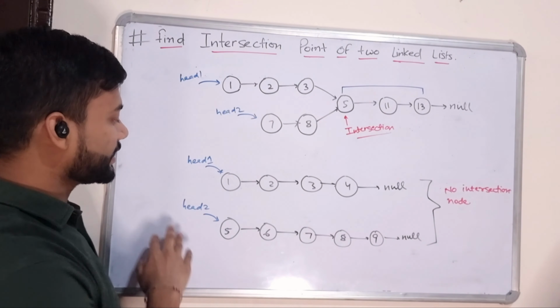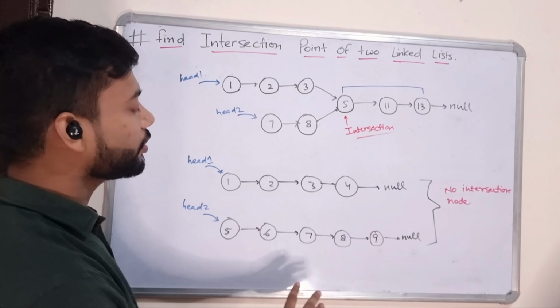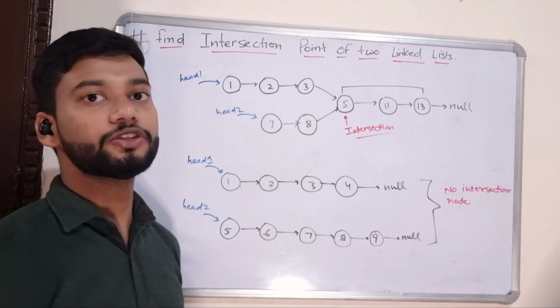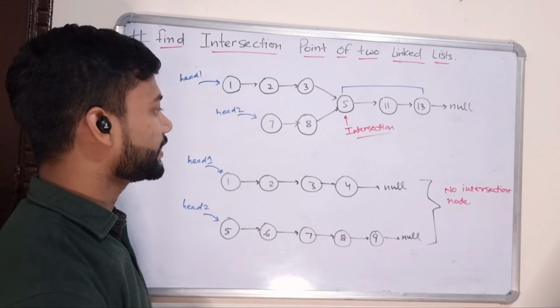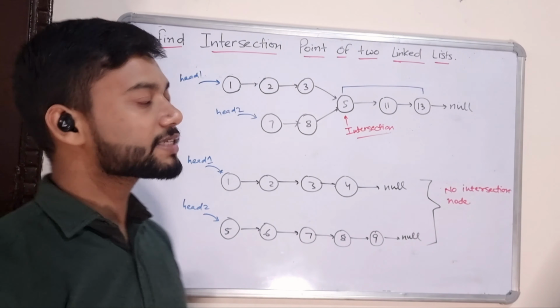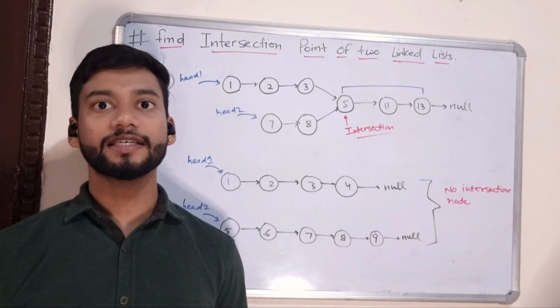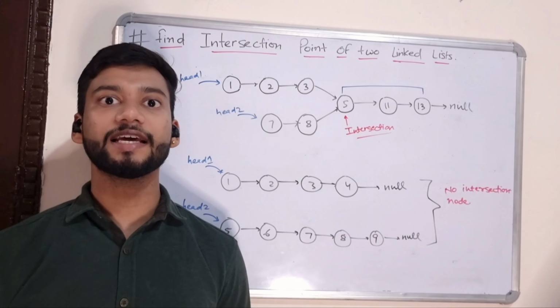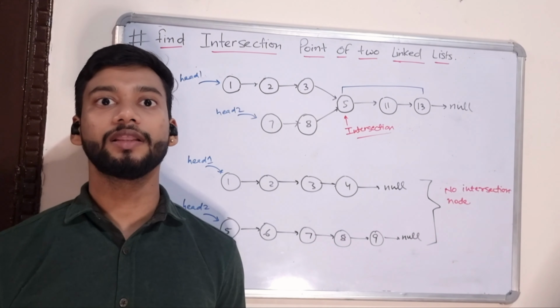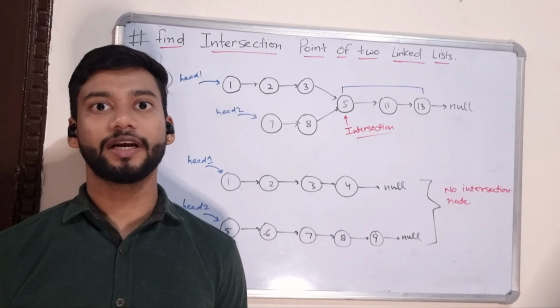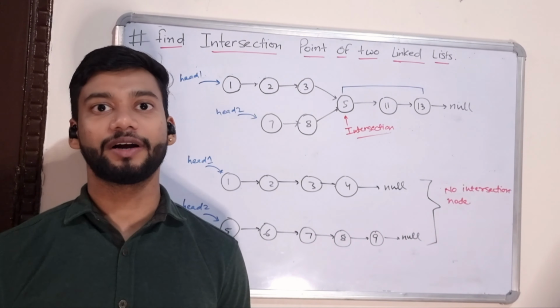But if you look at this example, we do not have any node in common. So we can say that these two linked lists do not intersect at any position. Hence, we need to detect whether or not those two linked lists intersect at any point. In case yes, then we have to return the intersection node. I hope you guys are clear with the problem statement. Now let's get to the solution part.